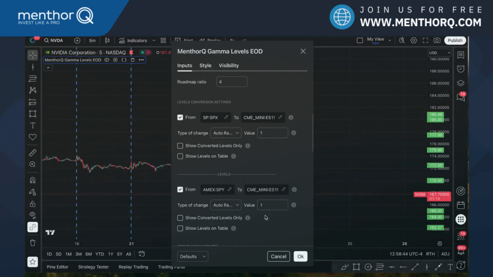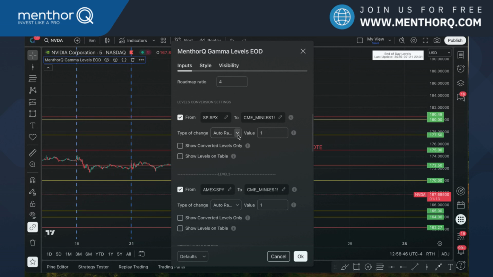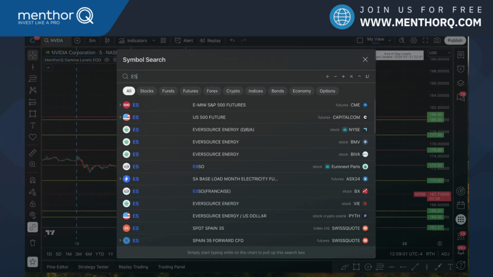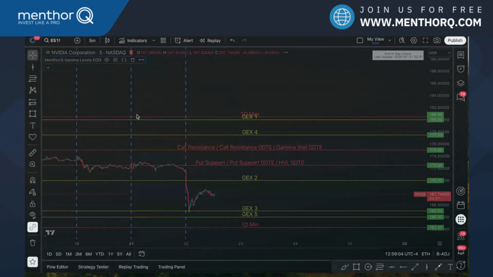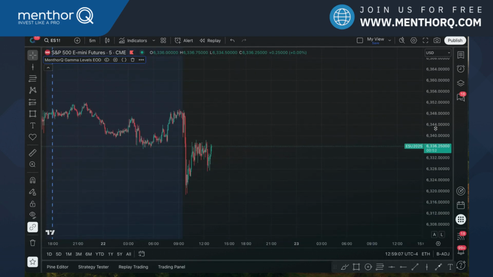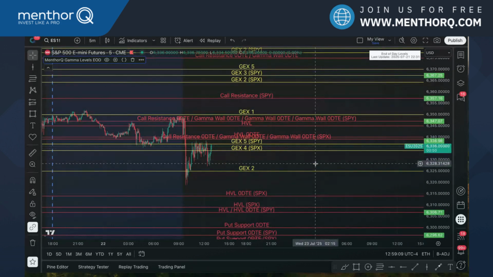Right. The way you convert the levels, and we're not going to go into details today, but we do have the ability for you to use an automatic ratio or a manual ratio, right? We have videos and documentation that show you how to do that, but for simplicity, let's just use our auto ratio, and then let's go into our ES chart, right? So now we're going to see a lot of levels here, right? So now we have a lot of information there.